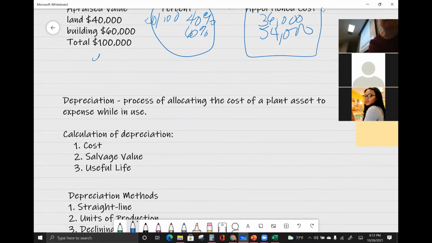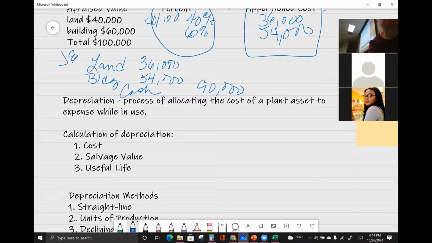So I say land, 36,000, building, 54,000. That's my debit side. And then cash, 90,000. So that would be my journal entry to get it on my books. So my cash is going out and I'm exchanging it for another asset. So I have a debit to an asset and I also have a credit to an asset. So it's just a wash. So my accounting equation is still in balance.